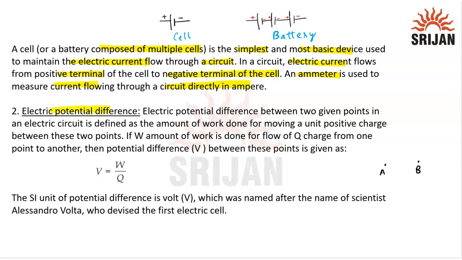Now what do we mean by electric potential difference? Suppose we have 2 points. Now here a charge Q is sitting.